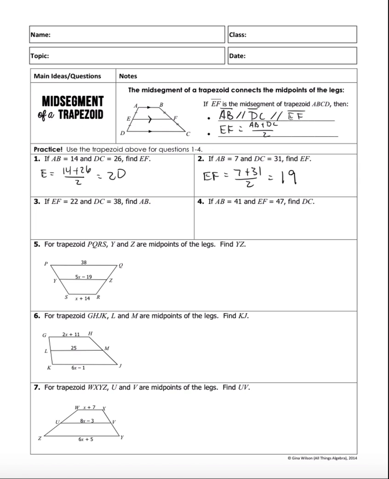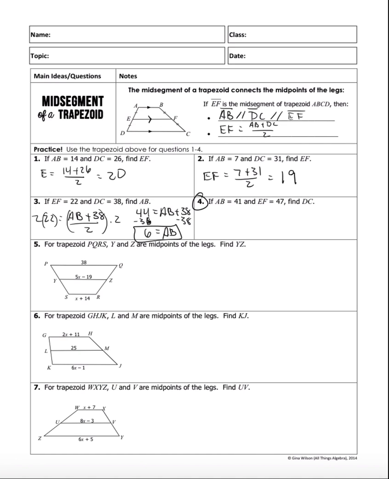Now, 3 is mixing it up a little bit. 22 equals AB plus 38 over 2. So the way I'm going to solve this is I'm going to multiply both sides by 2 and get 44 equals AB plus 38. And so when I subtract 38, AB is 6. Go ahead and try number 4. Number 4 is very similar to number 3. Do that on your own.